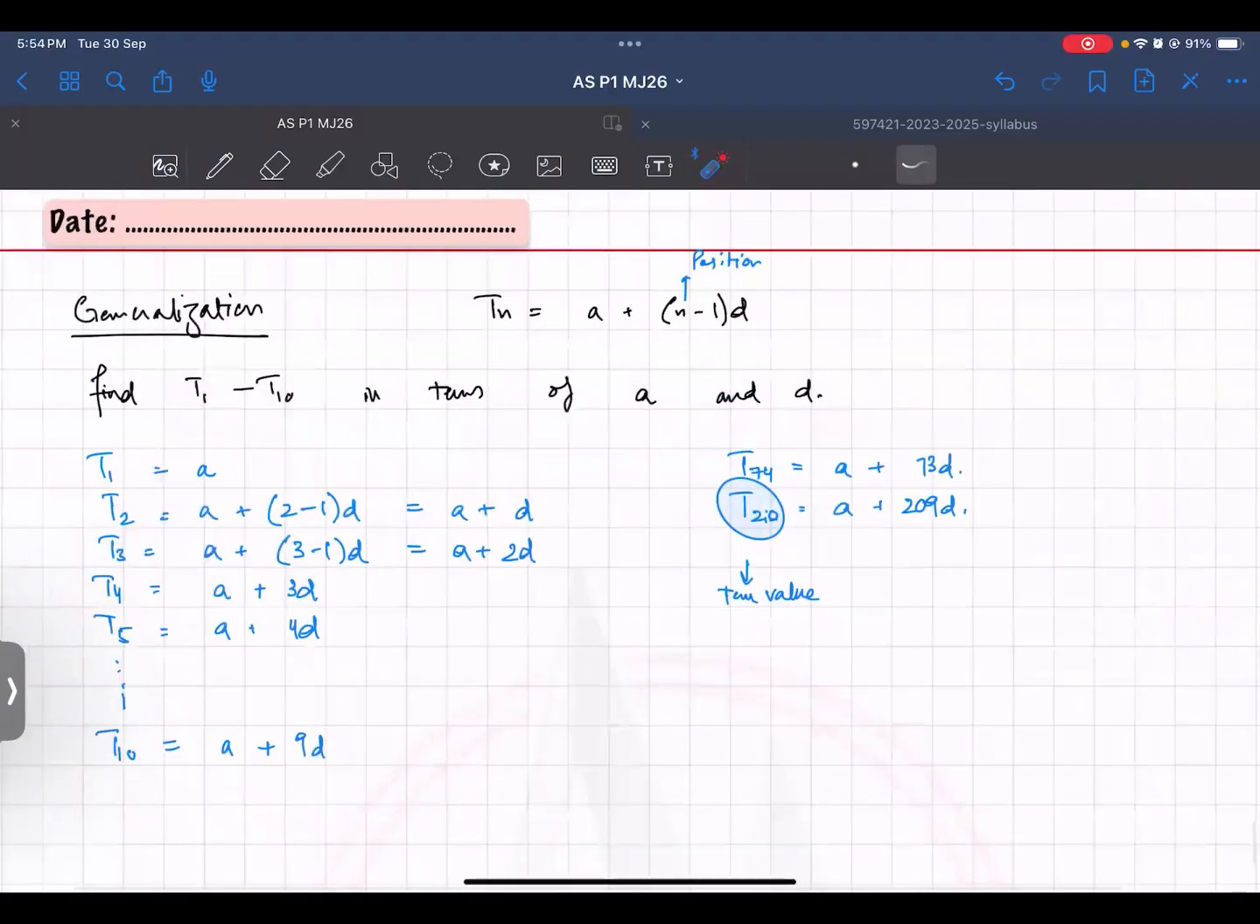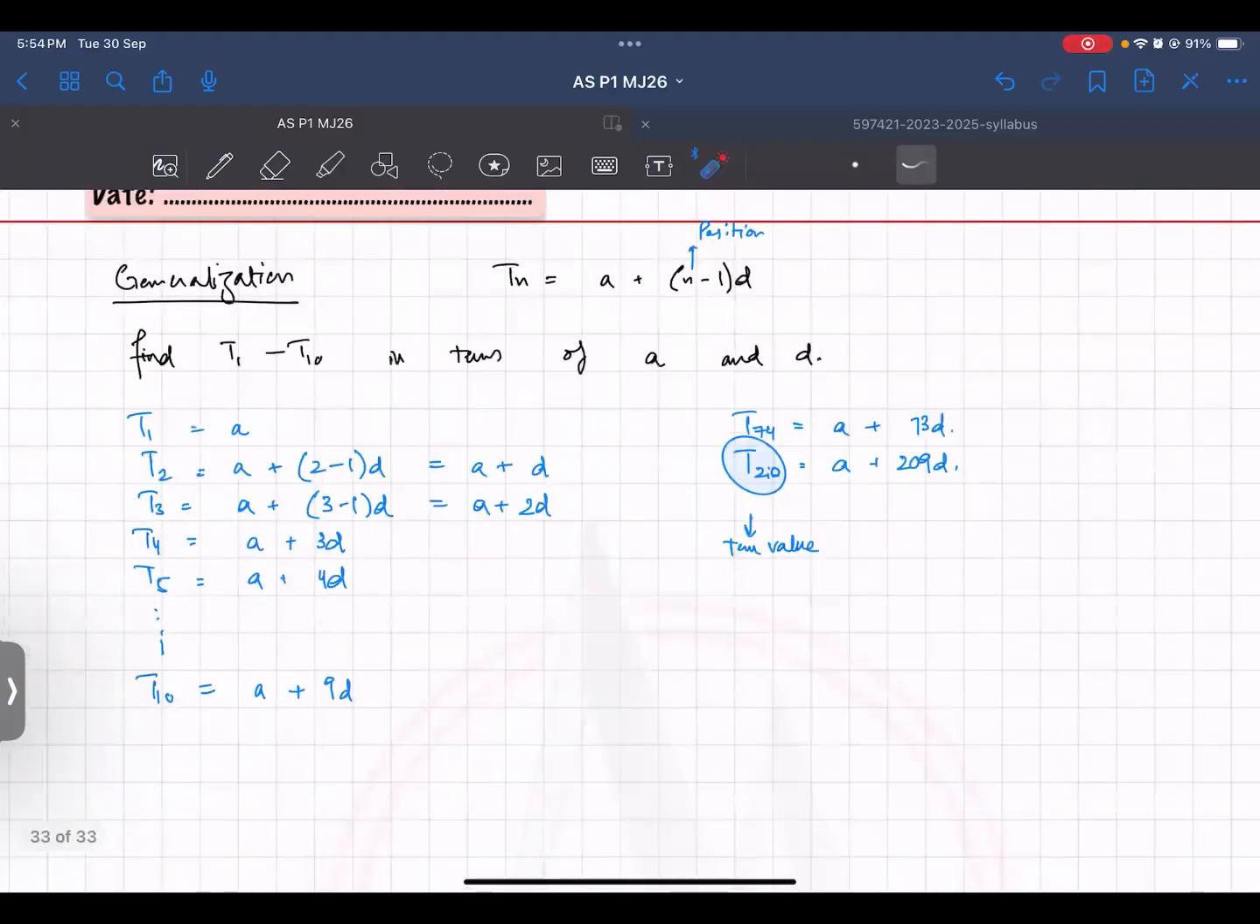Yes, sir. Now they can give you any two values within a sequence, and they will ask you to get the value of A and D. They can ask you to solve it simultaneously. They will ask you many things.